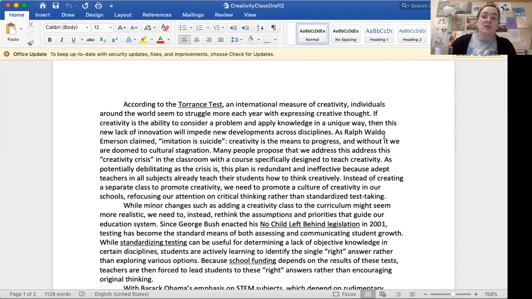Many people propose that we address this creativity crisis in the classroom with a course specifically designed to teach creativity. As potentially debilitating as the crisis is, this plan is redundant and ineffective because adept teachers in all subjects already teach their students how to think creatively. Instead of creating a separate class to promote creativity, we need to promote a culture of creativity in our schools, refocusing our attention on critical thinking rather than standardized test taking. So that's a long little funnel intro here.